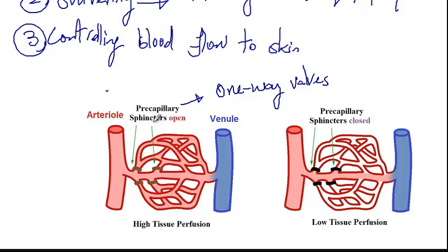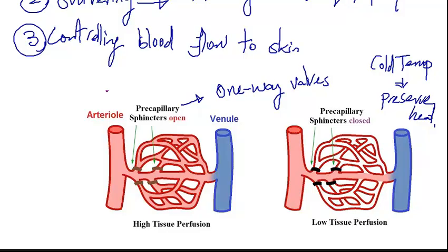In that situation, the precapillary sphincters open to allow perfusion of the blood into the capillary bed. On the other hand, when we want low tissue perfusion, like for instance with cold temperature, we want low perfusion of the skin. Under those circumstances, the precapillary sphincters close in order not to let any blood go into the capillary bed. And so this way, the blood will be shunted from arterial directly into venules in order to preserve heat.